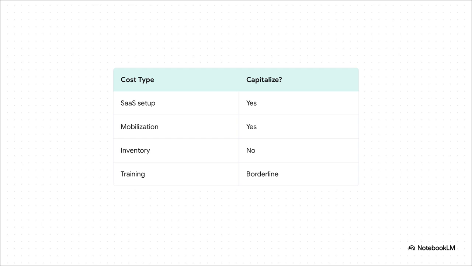And finally, let's look at a classic trap. General staff training. This is almost always a hard no. Why? Well, if the skills an employee learns are transferable and can be used on any engagement, it fails criterion 2. It doesn't generate a resource specific to this one contract. Unless the training is incredibly niche, contract-specific, and non-transferable, you are expensing it.